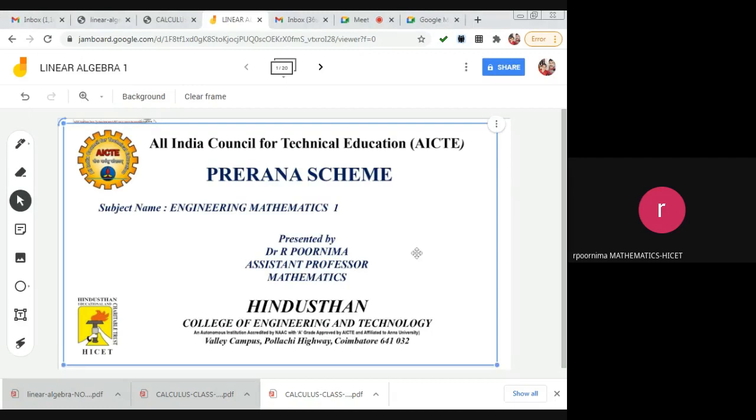So I am Dr. R. Poornima, Department of Mathematics. I am going to handle your GATE Maths coaching. I am just giving some idea about aptitude questions, which helps to solve the questions in a quick manner.